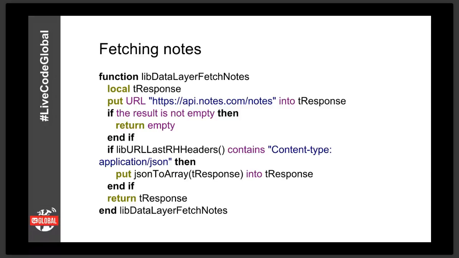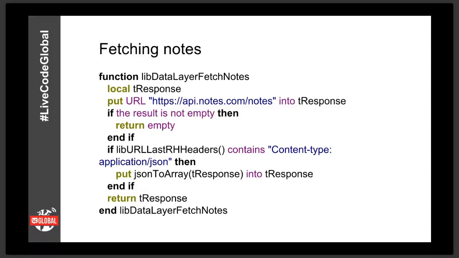And one thing that the server can send in the headers is the content type header. That basically says the data that we're sending back has been JSON encoded. So if the content type is application/JSON, then we know that the server's given us JSON data, and we need to convert that data back into a LiveCode array, which we then return back to our UI.